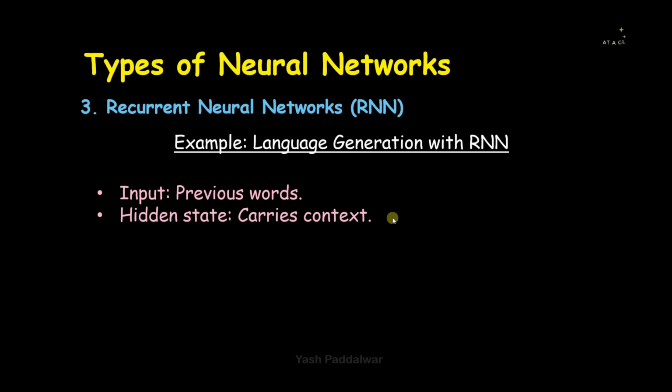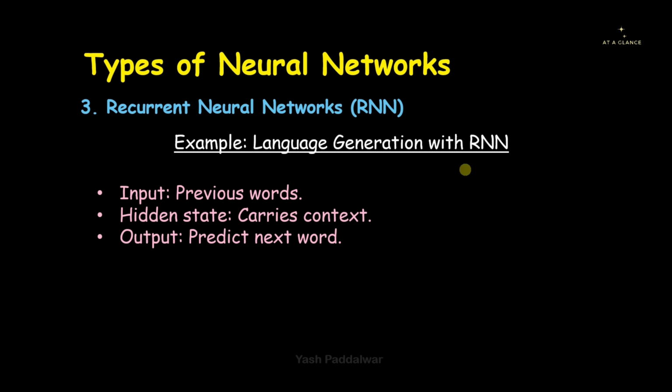The next section is the hidden state. Now this hidden state will carry the context of the entire sequence that is provided. Obviously, this hidden state will contain memory which stores the context. Next is the outputs, which will predict the next word based on the previous words.